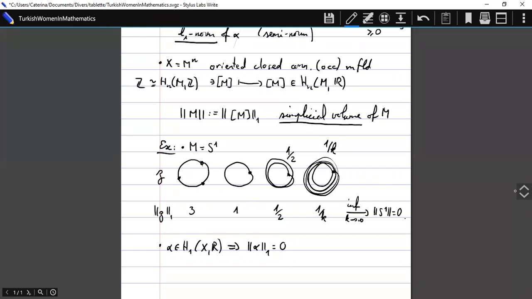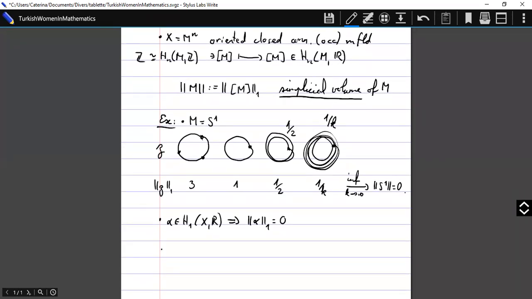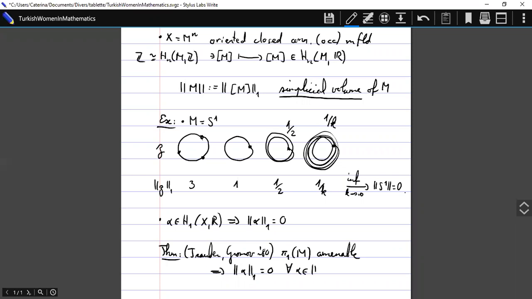Okay, and there is an even more general result. It's a theorem that you can obtain by combining results of Trauber and Gromov. So it's also from the 80s. If the fundamental group of the manifold M is amenable, then the L1 norm is 0 for any class, not only in degree 1, but in all degrees, at least 1.